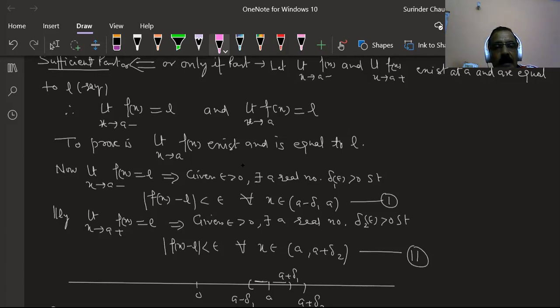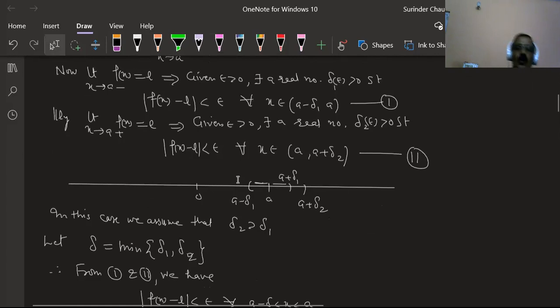And again, f(x) approaches L as x approaches a from the positive side. What does this imply? We are given an epsilon, the same epsilon. The value of epsilon is decided only once in every problem or theory. Epsilon greater than 0, however small. There is a positive number delta 2 depending on epsilon such that |f(x) - L| is less than epsilon for all x belonging to the right neighborhood. Now this is the left neighborhood.